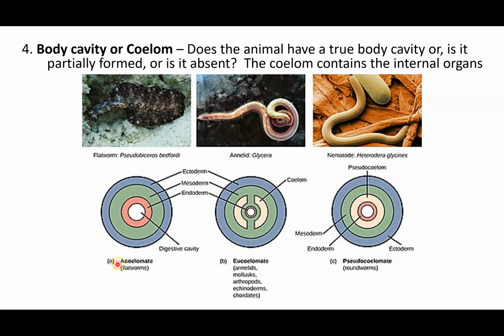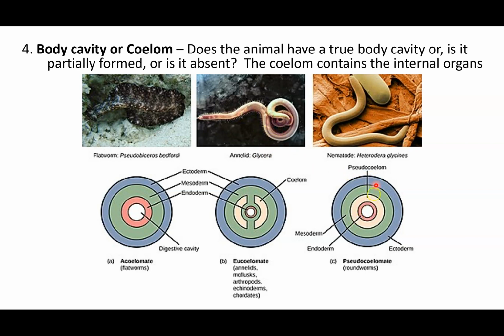And acoelomates, in biology, a means lacking. Acoelomates would be an example: the flatworms. The flatworms don't have that cavity to hold internal organs. So the flatworm is shown here. The annelid, Glycera, is shown here, and that's going to have cavities to hold important organs.